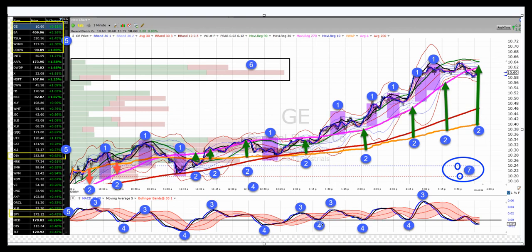That MACD histogram comes down in the fall and doesn't dip into the winter, but then resumes. That's like the exhale, the pause that refreshes, and the next leg up. Extremely important. So that's 3 and 4.